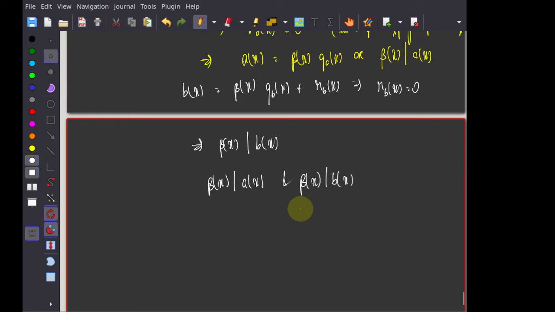But what do we know about a of x and b of x? The GCD is equal to 1. So that must mean that beta of x is equal to 1. But we know that beta of x is in G. So beta of x, so 1, equals a of x times c of x plus b of x times d of x.